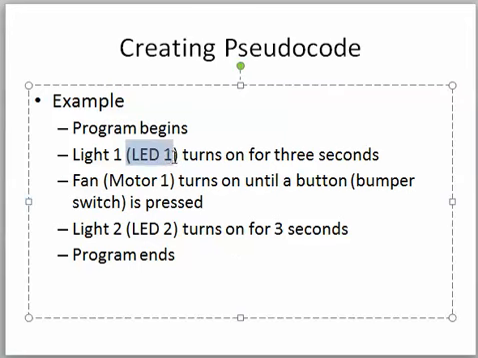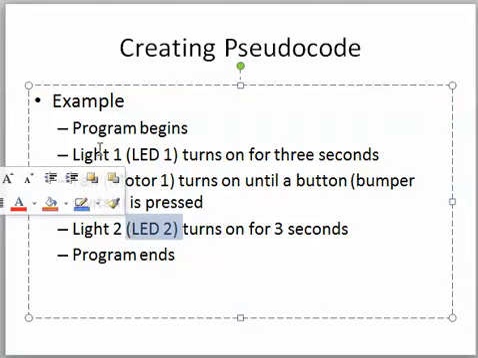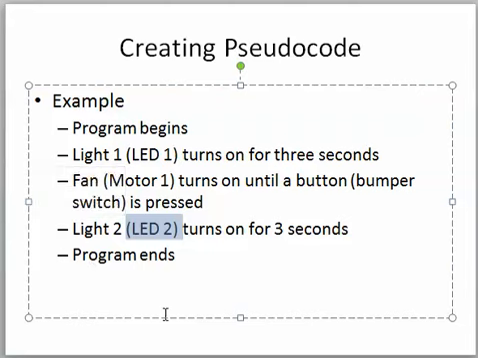This part right here, where it says LED 1, motor 1, bumper switch is pressed, and then it says LED 2. We know it as light 1, we know it as fan, we know it as light 2, but what we're referring to right here is what we tell the computer. What we tell the computer light 2 is called, what we tell the computer the fan is called, what's called motor 1.